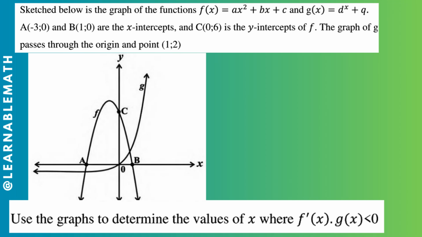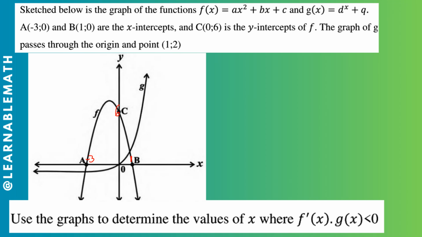Sketched below is the graph of the function f of x equals x squared plus bx plus c, and g of x equals d to the power x plus q. A, the point (-3, 0), and B, which is the point (1, 0), are the x-intercepts. Let's quickly represent that because that will be very useful. We know that A is -3 and B is 1. And C, (0, 6), is the y-intercept of f. So this is 6 there.